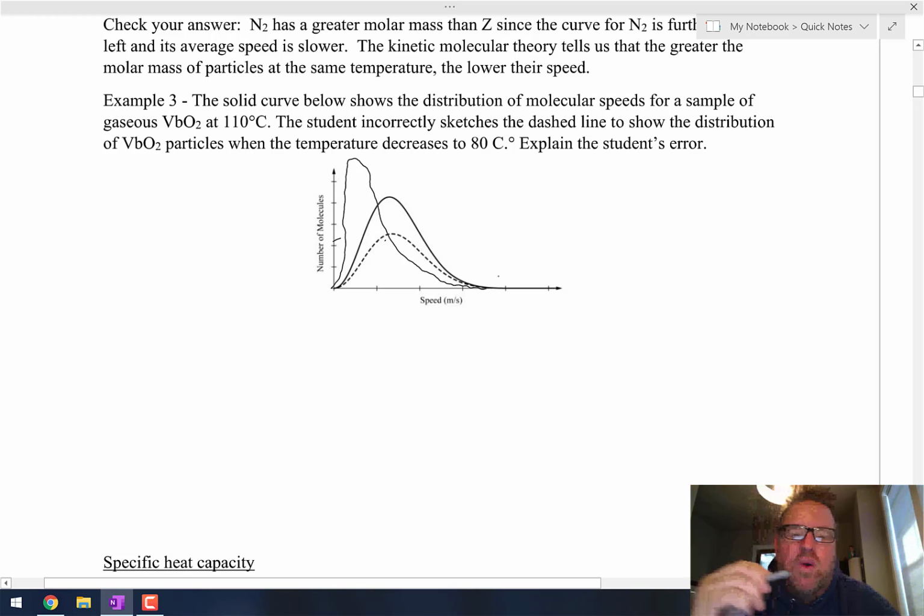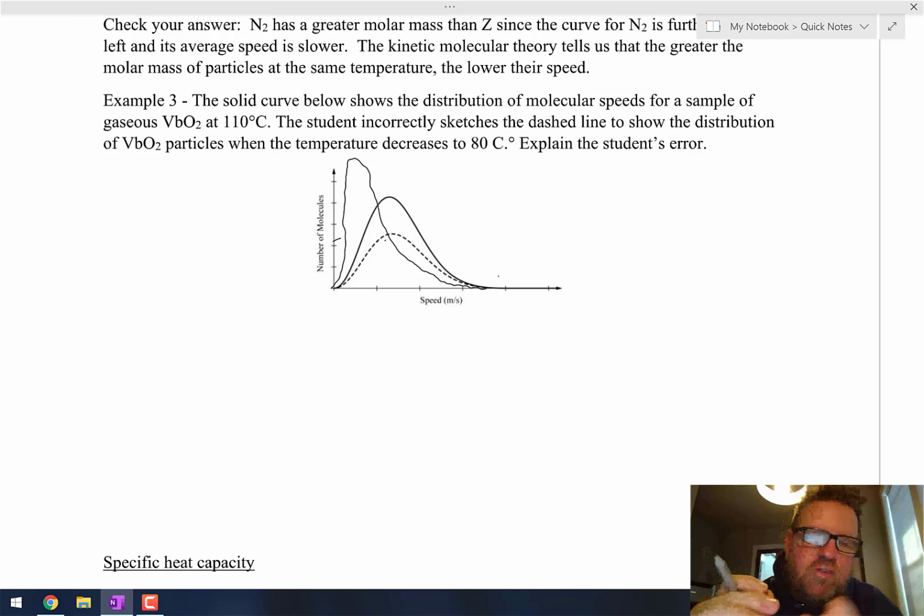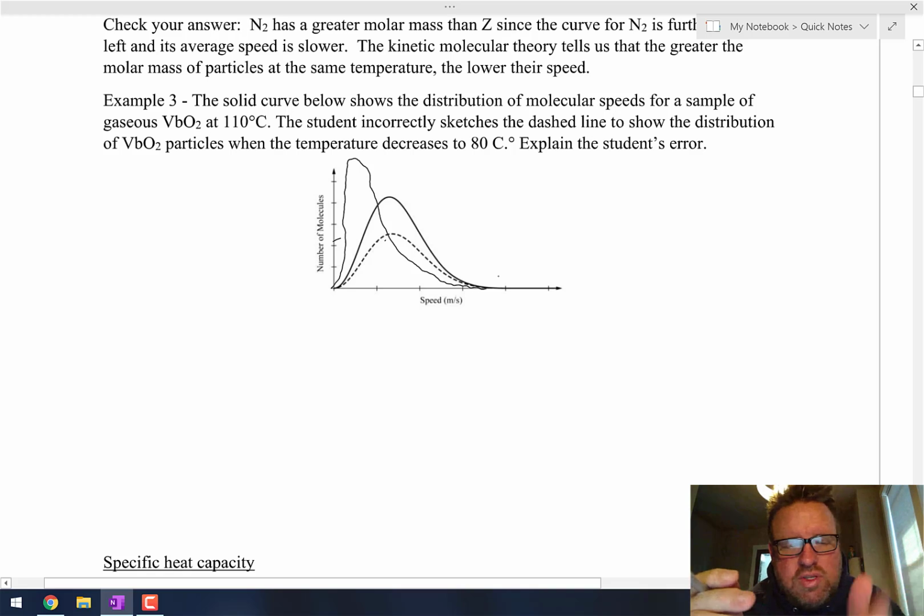So explain the student's error. Again, there are lots of different ways you could say that, but I would say something to the effect of the student's curve should be farther to the left and taller, and that would represent that you've got more molecules at a lower average speed.